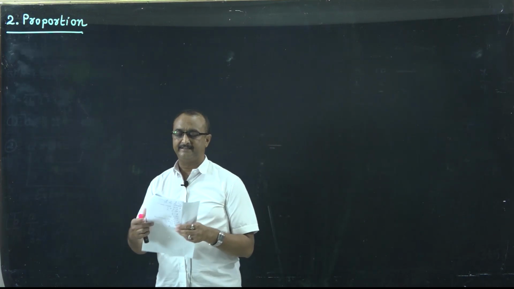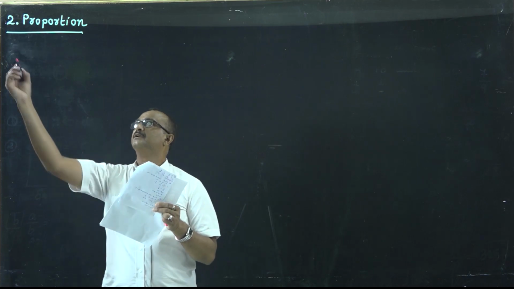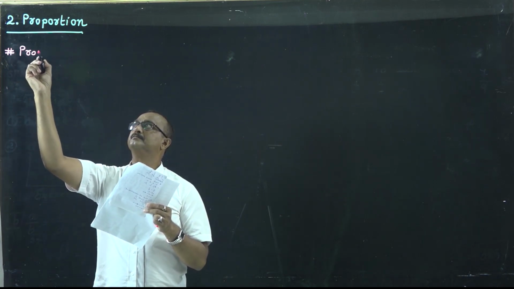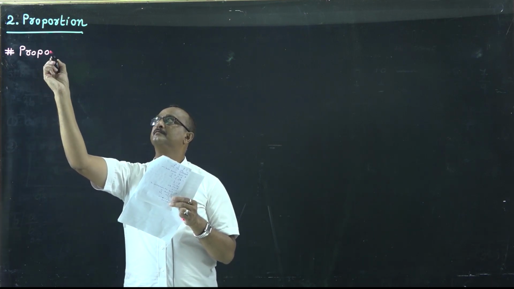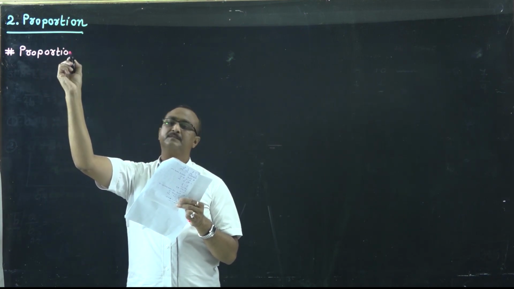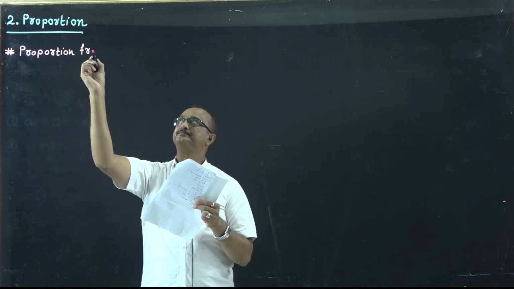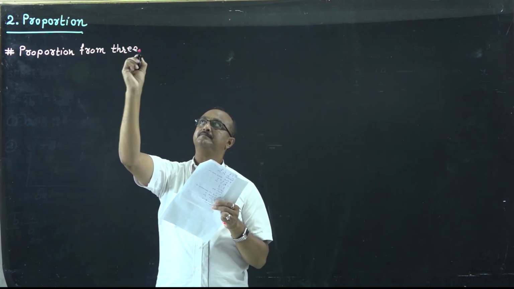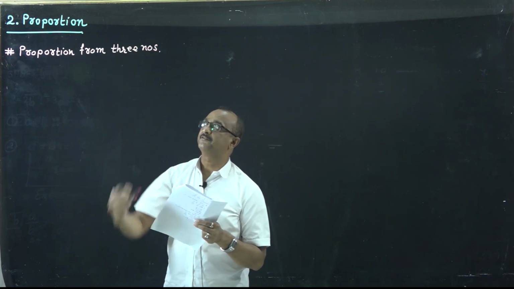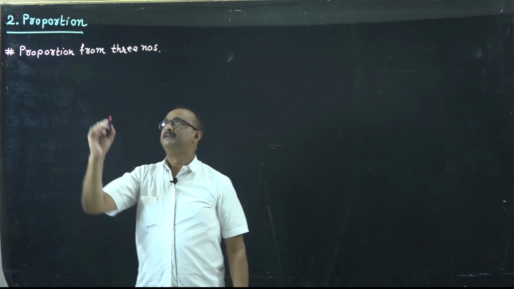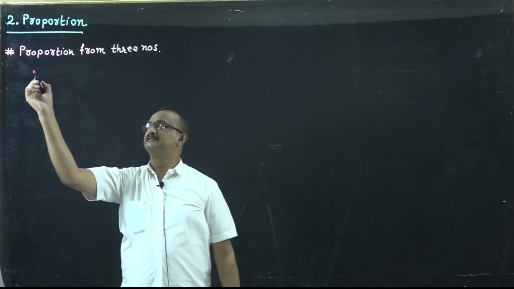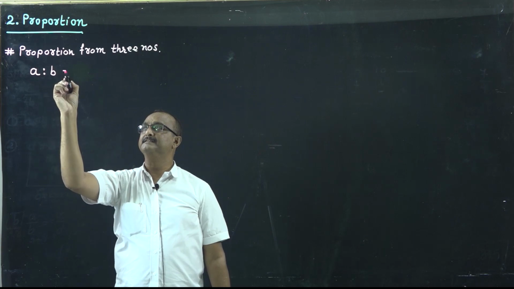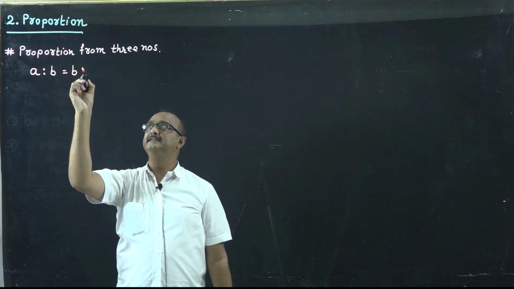Okay. Now our next topic is proportion from three numbers. For proportion of three numbers, it can be written as A is to B is equals to B is to C.